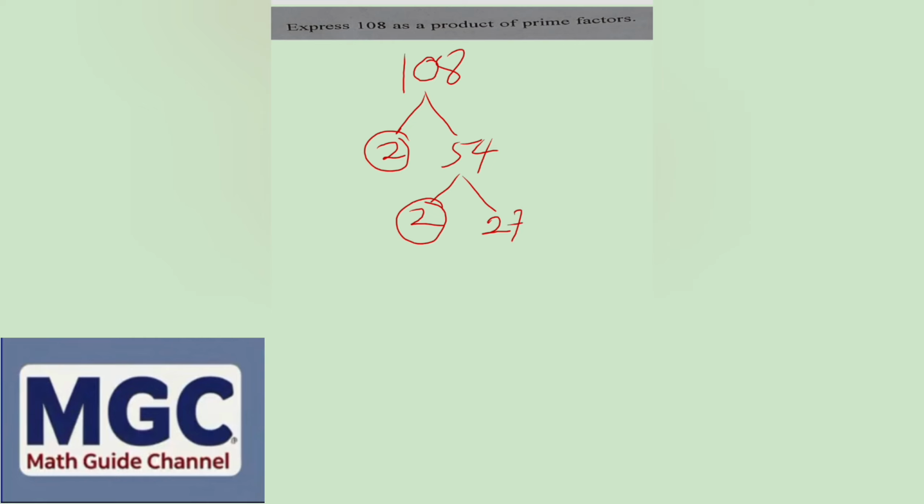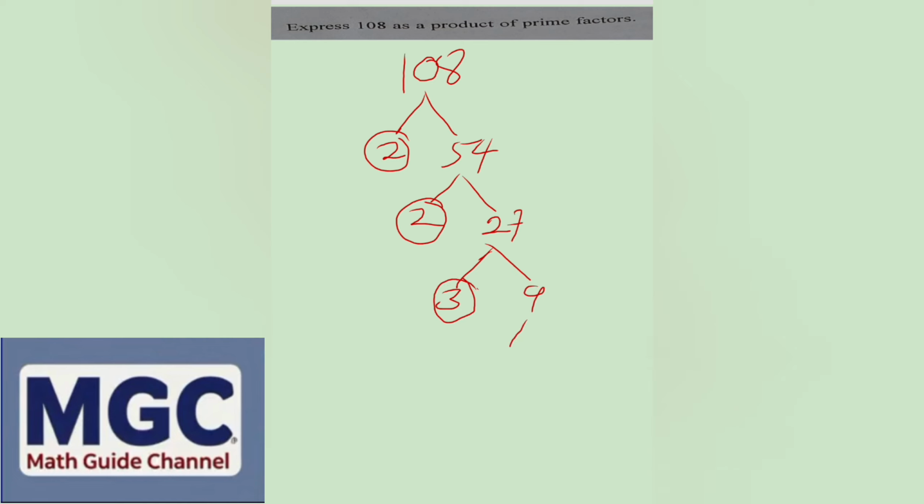Then for 27, since it ends with an odd number, that's 7, it means 2 cannot enter. So we have to look for a different prime number that can enter 27. And then again, 3 can enter. So we multiply 3 by 9. So 3 times 9 will give us 27.